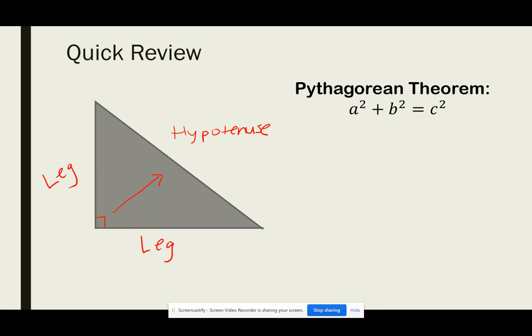When it comes to the letters that you're going to use, the hypotenuse is always C, and the legs are called A and B. It does not matter which one is A and which one is B, because they're both legs. And then we use the Pythagorean theorem that's here, and we just substitute the values that you're given into that. Usually you're missing one of those sides, and they want you to find the third side.